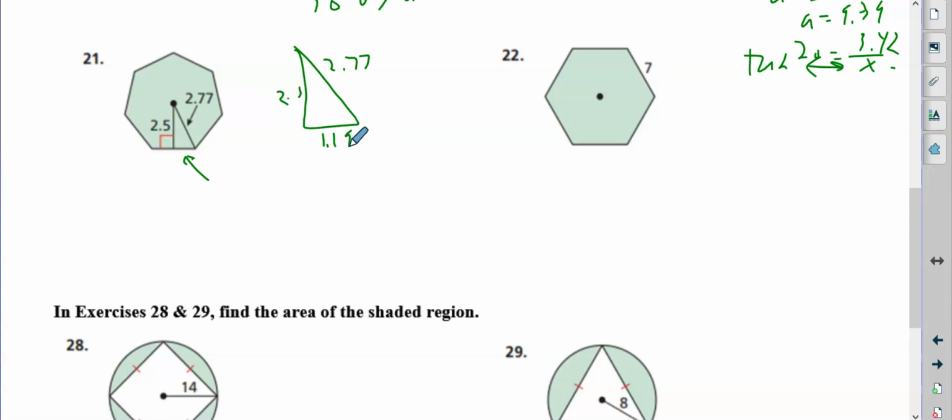So if that's 1.19, and we double it, that means we have 2.38 for each side. And there's 1, 2, 3, 4, 5, 6, 7 sides, which means our perimeter is 16.66.